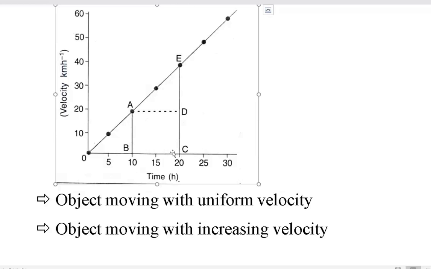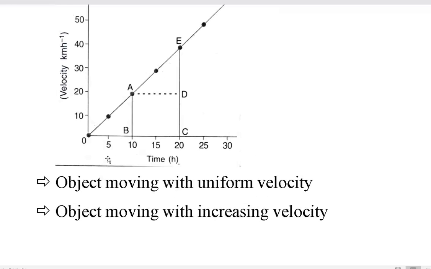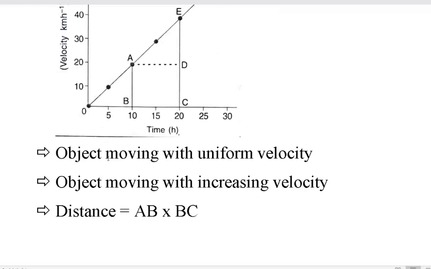So in this case, we can say that the product of velocity and time is represented by AB into BC, and that is displacement. We know that when we talk about displacement, we are actually talking about distance, the shortest distance. So we can say that distance is equal to AB into BC.